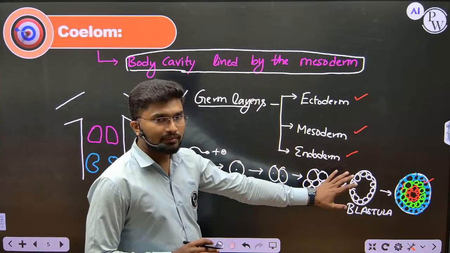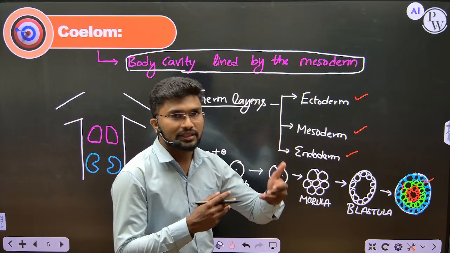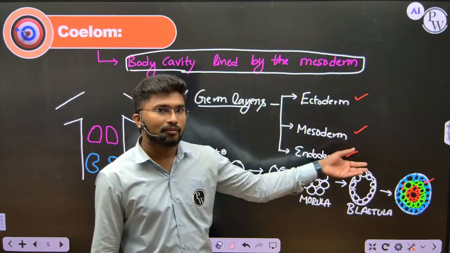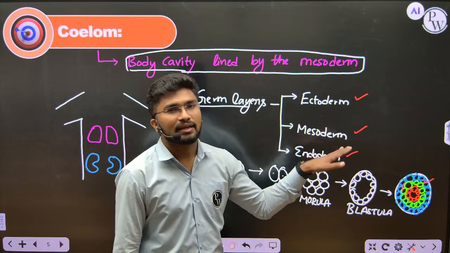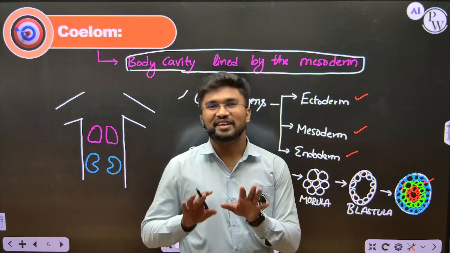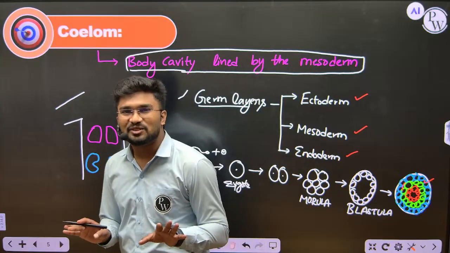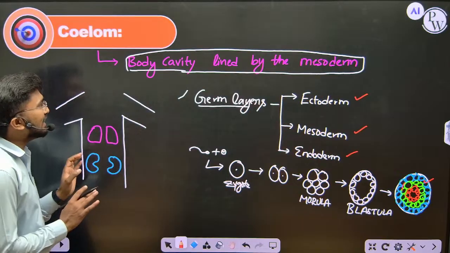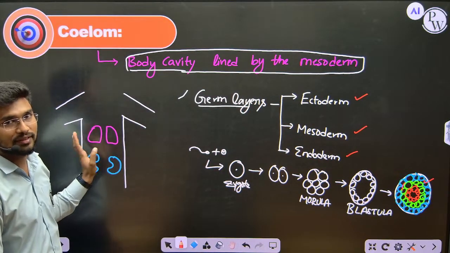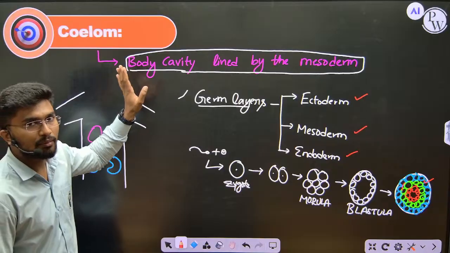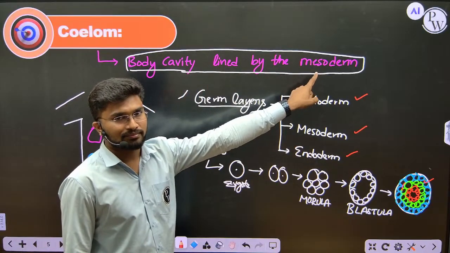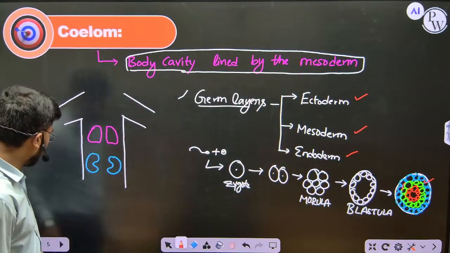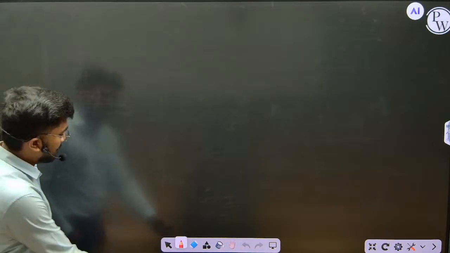Now, these formed germ layers will undergo further division and further development. Once they are undergoing further development, there is formation of the coelom in some animals. Coelom is not formed in every animal. Coelom is formed in some animals. Let us see how coelom is forming. I hope you are clear with the definition and function of the coelom, right? The definition of coelom is the body cavity lined by the mesoderm. We'll recollect the definition once we understand how coelom is forming.